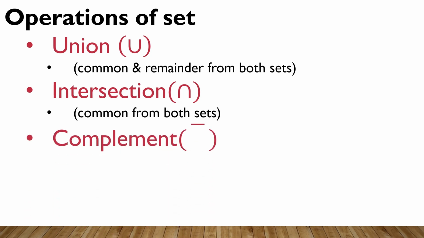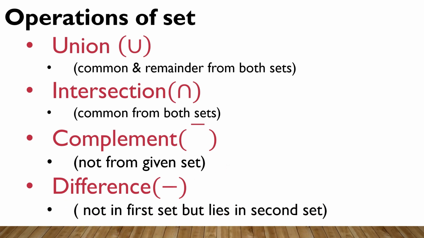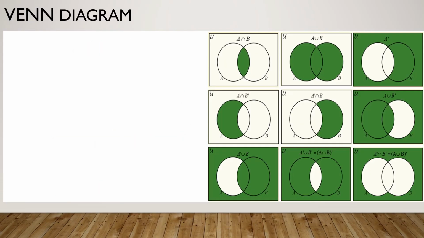Next one is complement, which is represented as a bar symbol here. It means not from a given set. We list out the other elements which do not belong to the given set. Next one is difference, which is represented as a minus symbol, which means not in the first set but lies in the second set.